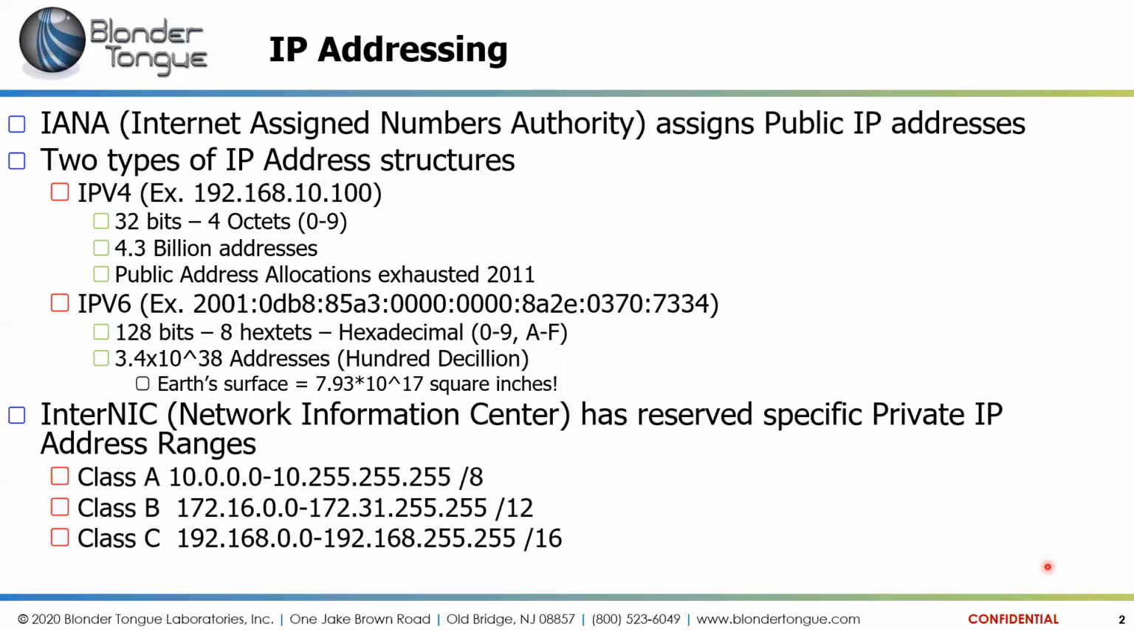There's another group called the INTERNIC, the Network Information Center, that has reserved specific private IP address ranges. So there's Class A, which ranges from 10.0.0.0 through 10.255.255.255. We call that a /8 address, and I'll explain what the /8, /12, /16 means in a minute here. And then Class B is a 172 range, Class C is a 192 range. And again, I'll explain the slashes here in a minute when we talk about subnets.